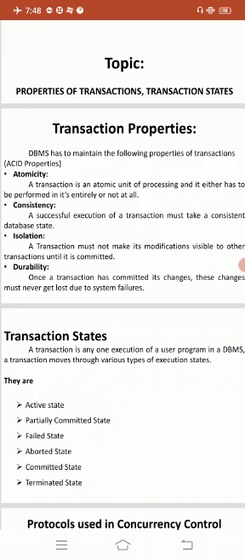For example, a schedule S of n transactions T1, T2, ..., Tn is an ordering of the operations of the transactions, subject to the constraint that for each transaction Ti that participates in S, the operations of Ti in S must appear in the same order in which they occur in Ti. The transaction operations required for recovery and concurrency control are read item, write item, commit and abort.